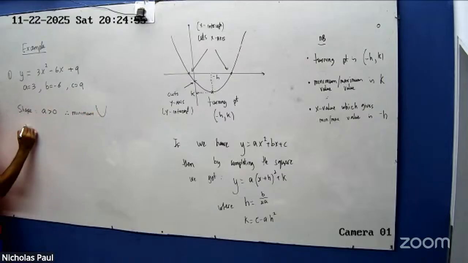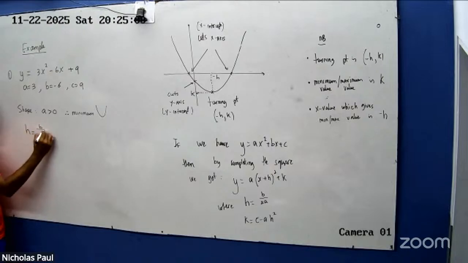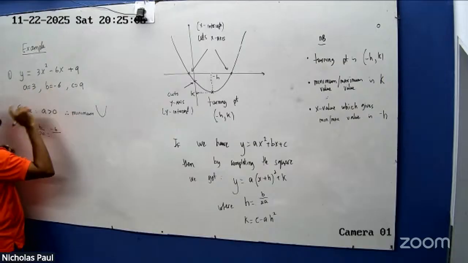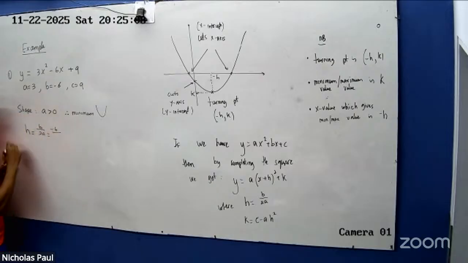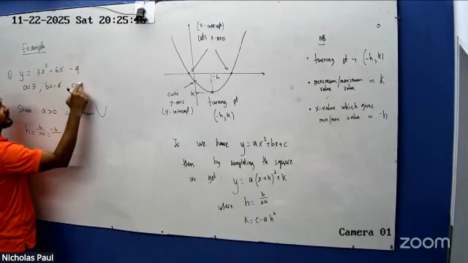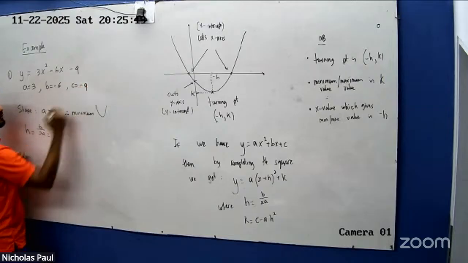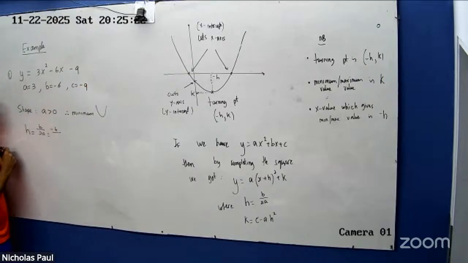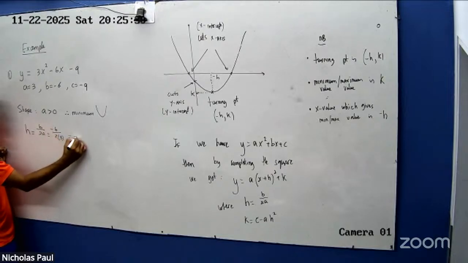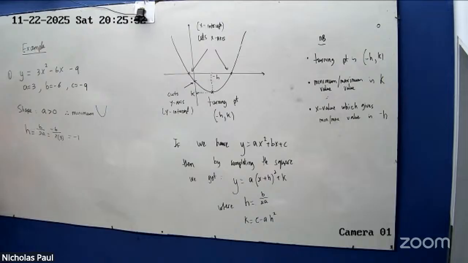Now we're going to try to find H. H is B over 2A. B is minus 6. Should I use 9? Let me just make sure this function will work out. This one will work out, right? B is minus 6, 2 times A, A is 3. When I work this out, I get H to be minus 1. Okay? So I know what H is.